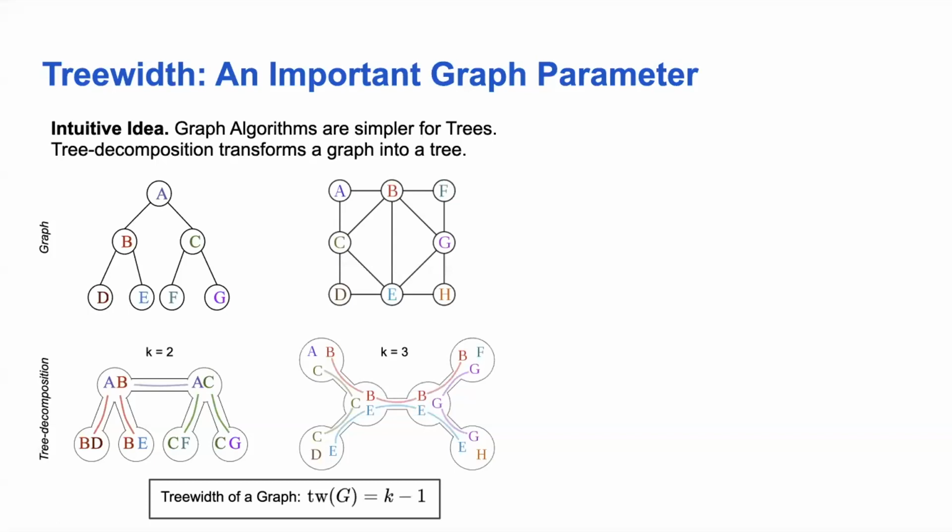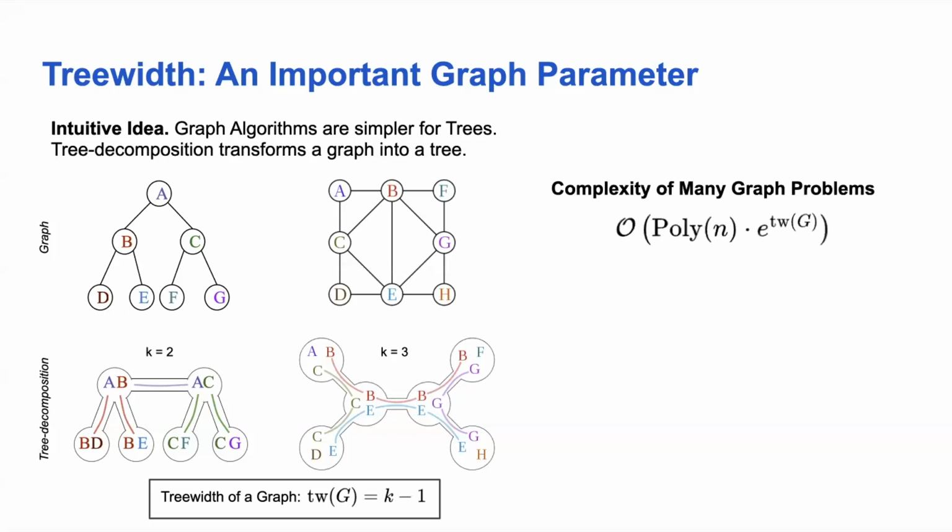we merge them and pretend that it is just one node. And the tree width is defined as the size of this, which is k minus 1 for some technical reasons. And it turns out that many graph algorithms have complexity which is polynomial in n, but exponential in graph tree width. So if you have a bound on graph tree width, all your algorithms on graphs become polynomial time complexity, which will give you efficient solutions.